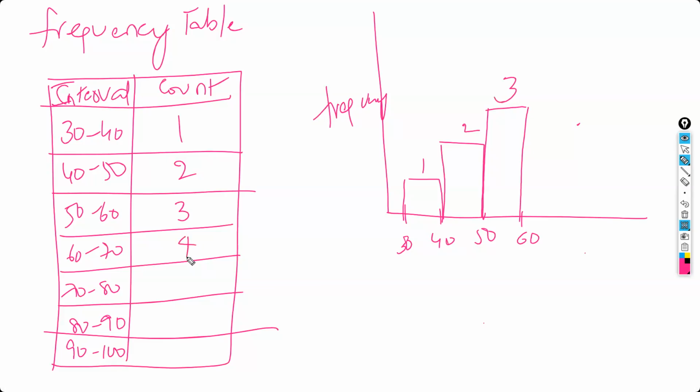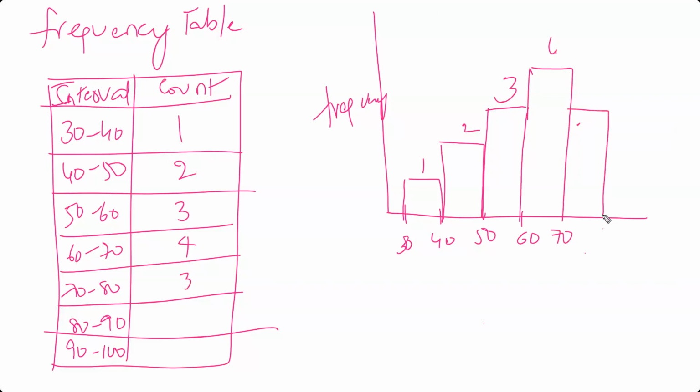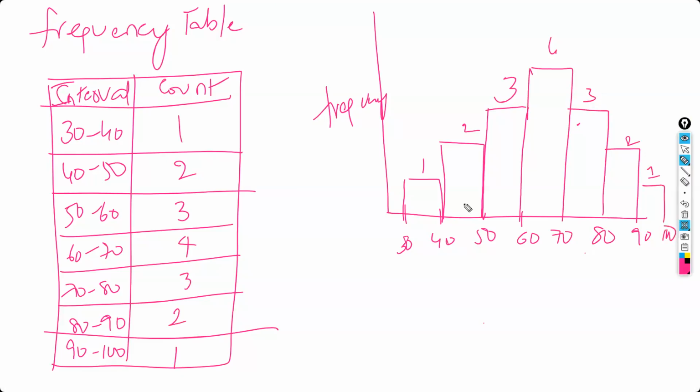How many? 4. You are going to take a height of 4. Next, 70 to 80: 3, with a height of 3. Next, 2, with a height of 2. Next one, the last one, 90 to 100. How many? 1. Now, in total, how many bins have you got? 7 bins. Earlier you calculated that one, right? If the bin size is fixed, the number of bins is equal to 7.